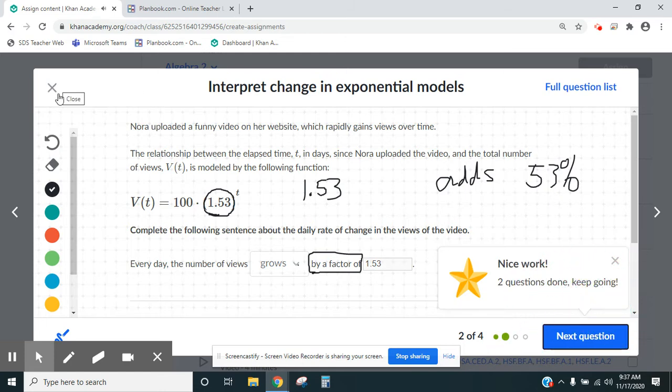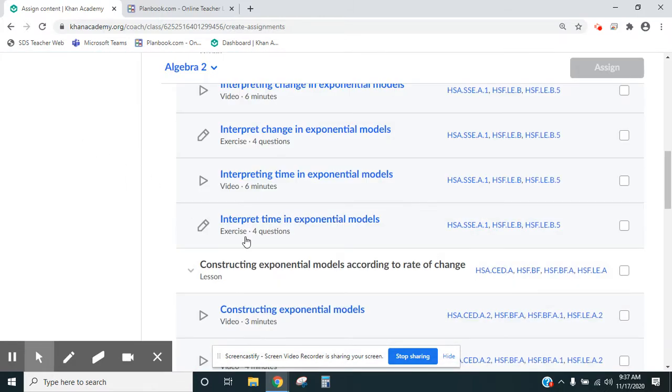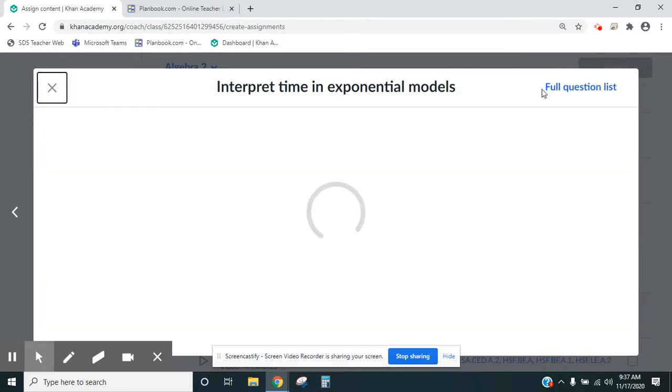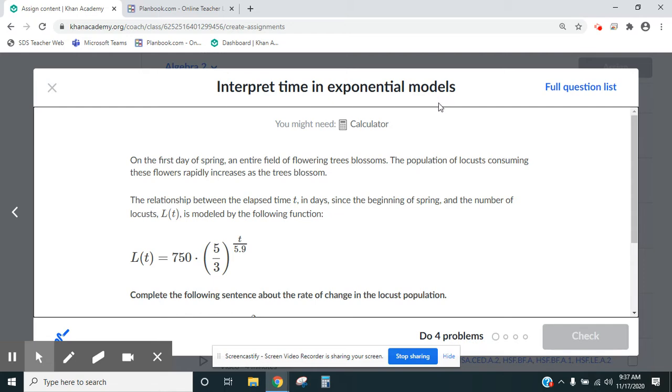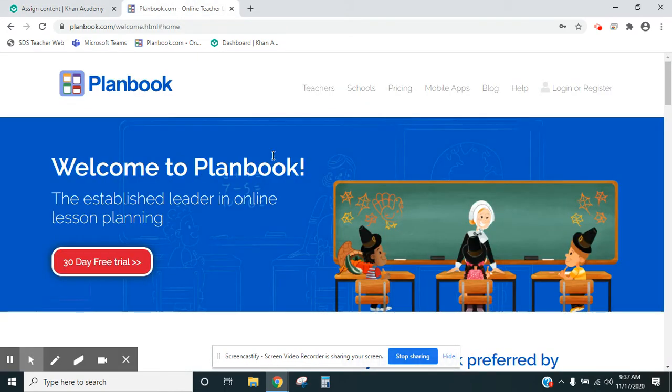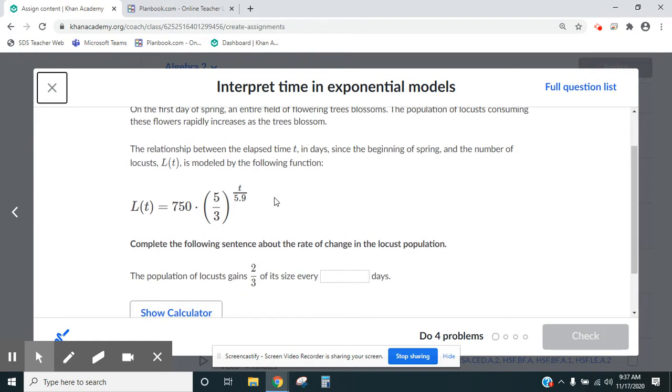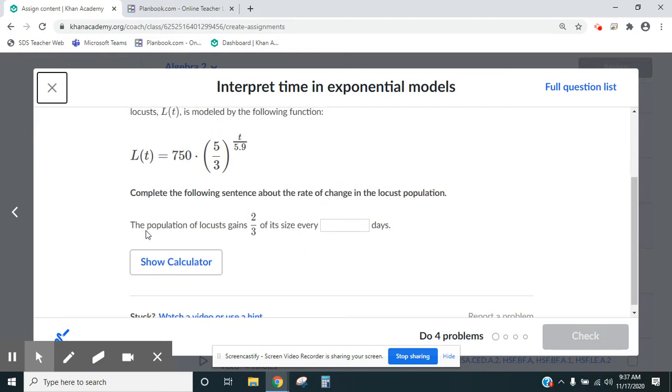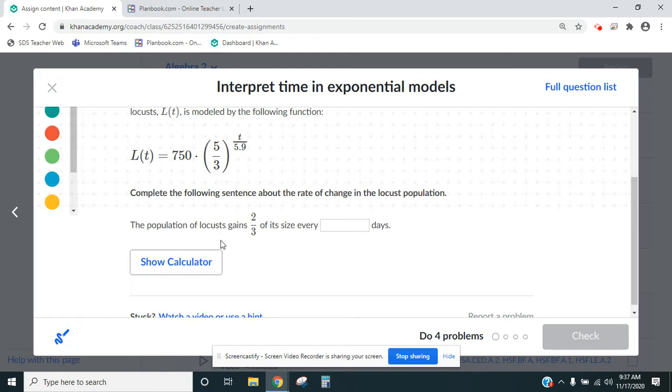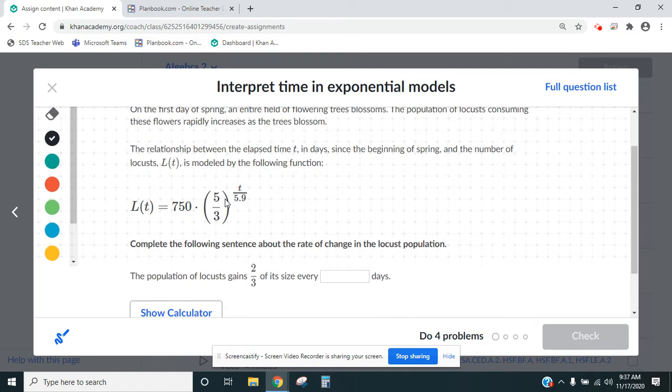Easy enough, right? Okay, now here's another one. Now we're going to talk about time in exponential models. That first one was interpret the growth rate. We're going to try to do a few of these today. Complete the following sentence about the rate of change in the locust population. The population of locusts gains 2/3 of its size every how many days? Tricky. If we notice this growth rate in here, it's 5/3.